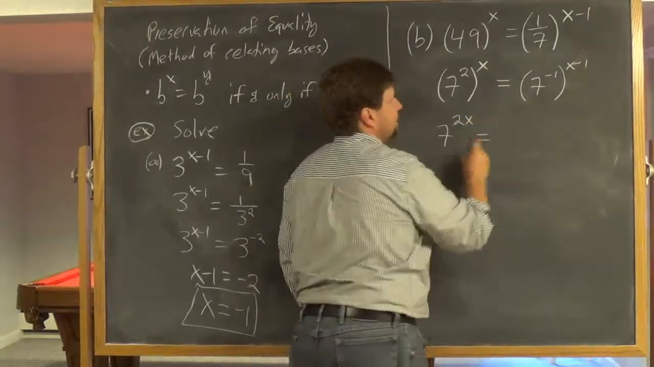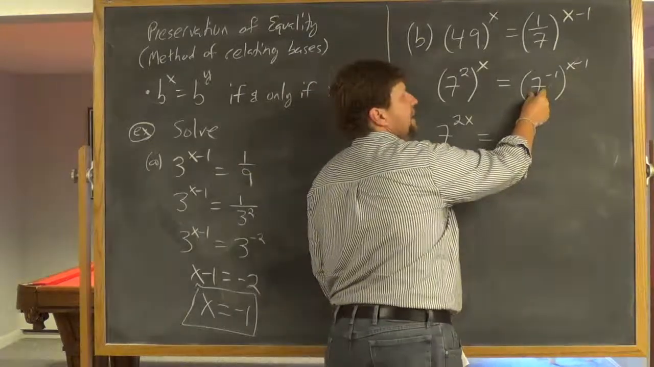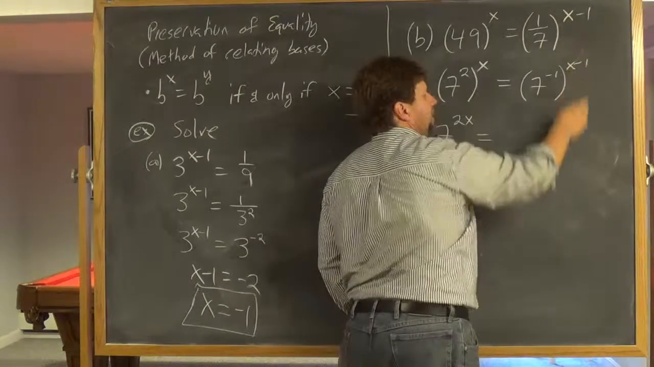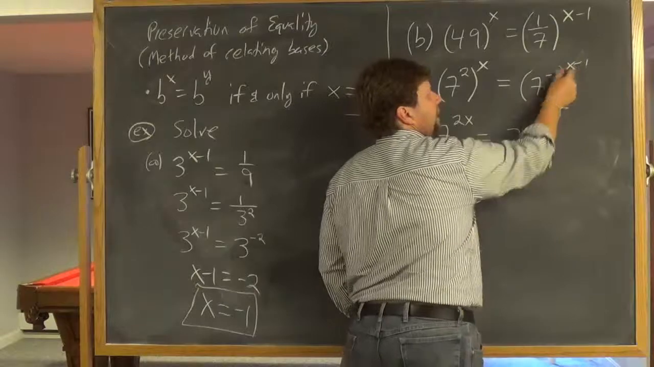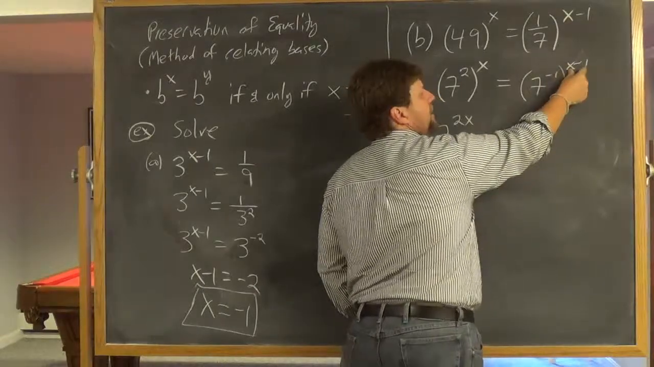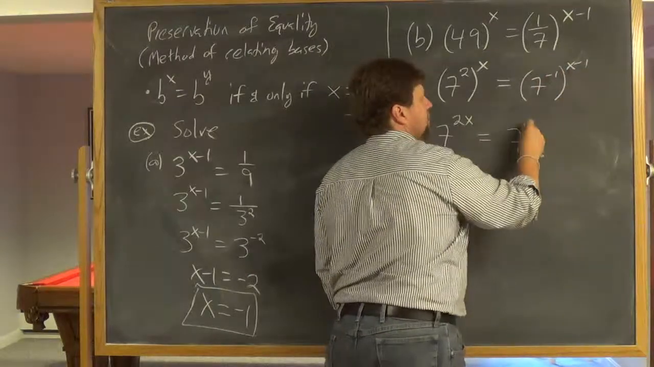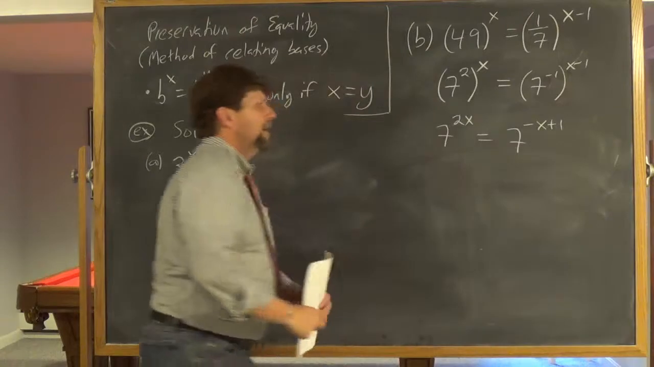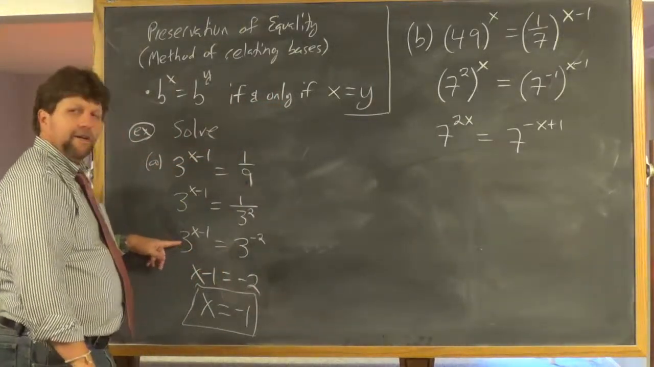On the right-hand side, I'm going to use that same old property of exponents. 7 to the negative 1 raised to the x minus first power. Well, that's 7 to the... I just multiply these two exponents together. Negative 1 times x minus 1. And negative 1 times x minus 1 is negative x plus 1. Now check it out. I'm at exactly the same place as I was over here in part A.